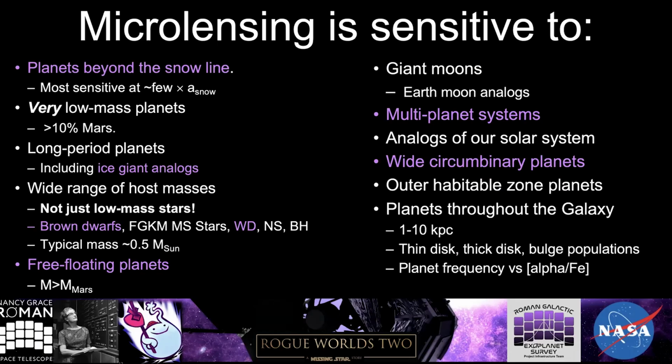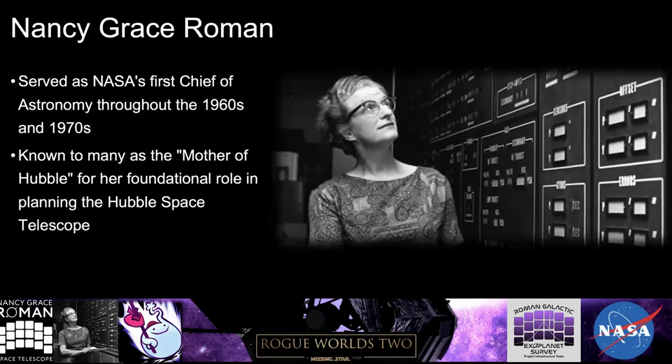Outer habitable zone planets, and then planets throughout the galaxy, including planets in the thin disk, thick disk, and bulge populations. So in principle, we can probe planet frequency as a function of alpha to Fe, although measuring those parameters in the individual host stars will be challenging.